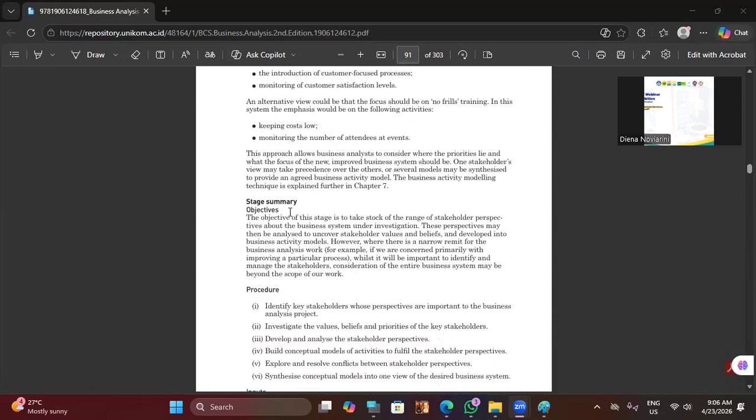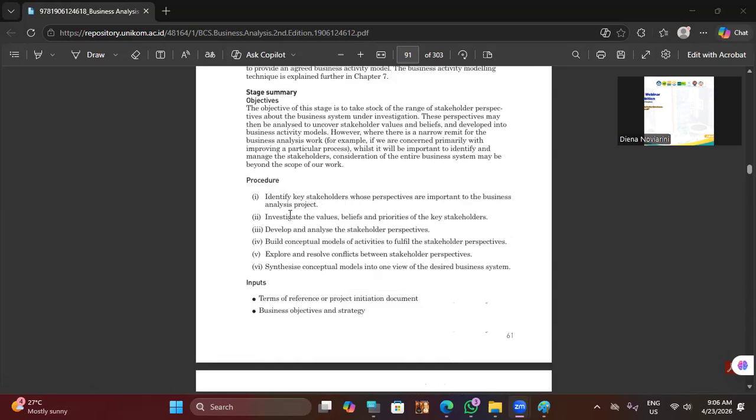The stage summary of the objectives is to take stock of the range of stakeholder perspectives about the business system under investigation. The procedures are: identify key stakeholders, investigate the values, develop and analyze the stakeholder perspectives, build conceptual models, explore and resolve conflicts, and synthesize conceptual models into one view of the desired business system.